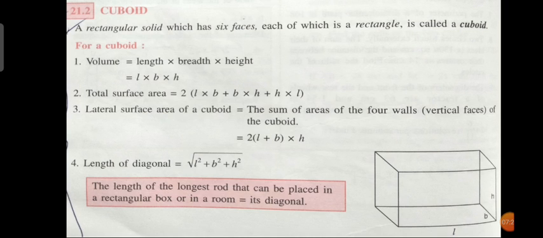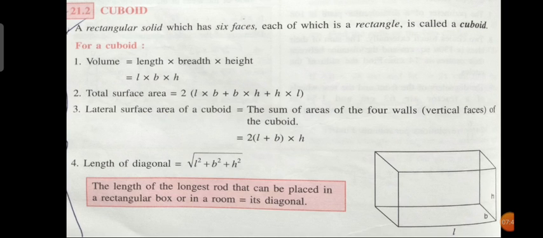Volume is length into breadth into height, that is L into B into H. Second one is total surface area. It is calculated as 2 into L into B, length into breadth, plus breadth into height, plus height into length.